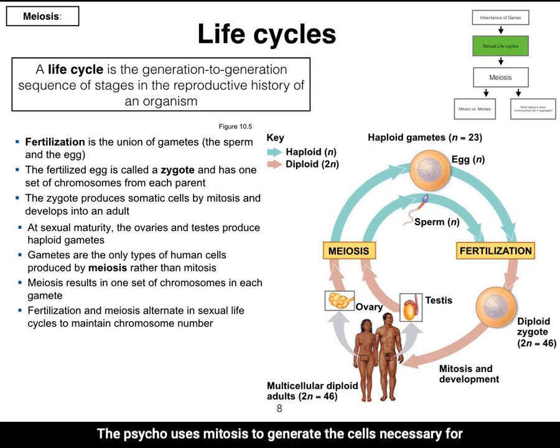The zygote uses mitosis to generate the cells necessary for human development. When the human reaches sexual maturity, they produce gamete cells, which are haploid, containing only one set of chromosomes. Gametes are the only cells in humans that are produced through the process of meiosis, not mitosis. Meiosis results in only one set of chromosomes in each gamete, so each gamete has a haploid number.